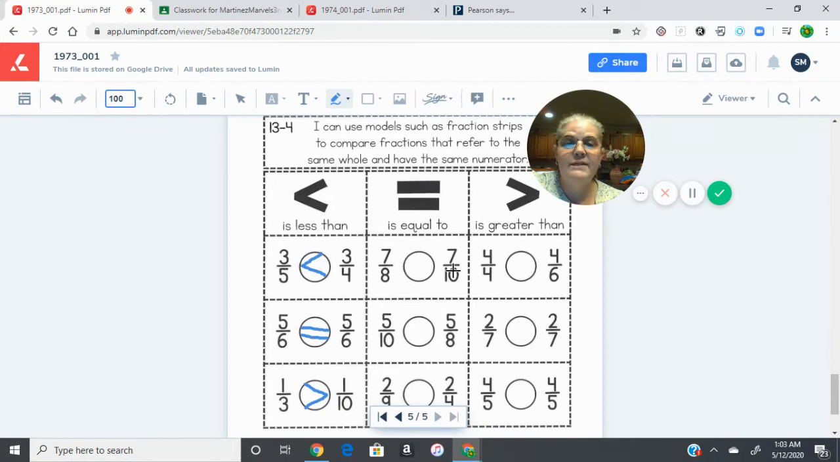7/8 compared to 7/10. 7/8 is larger because this is only cut into 8 pieces. This is cut into 10. So my pieces are smaller. 5/10 compared to 5/8. So we have a candy bar that's broken up into 10 pieces and you get 5, or would you rather have a candy bar that's cut into 8 pieces and you get 5? So the pieces will be bigger. So this one is less than. 5/10 is less than 5/8, so it would go under this category here. And maybe I can draw some arrows here in a minute.